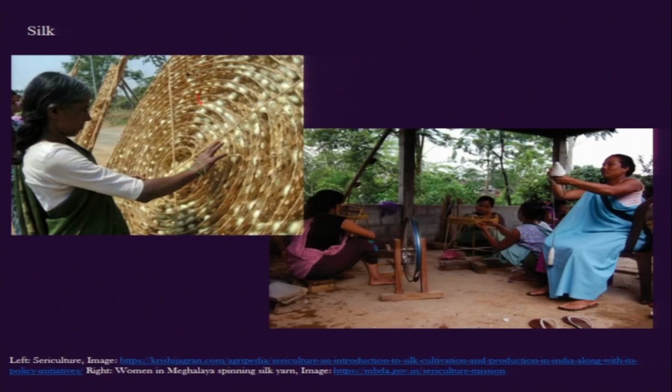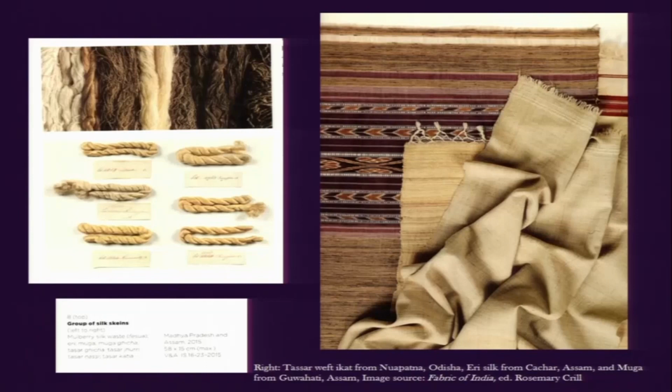So a lot of times we find that for silk, it depends on what kind of worm we are talking about. Based on that, we also have different varieties of silk, and different colors as well. So for example, here we have a number of different silk fibers, and how the yarns are produced out of the fibers.